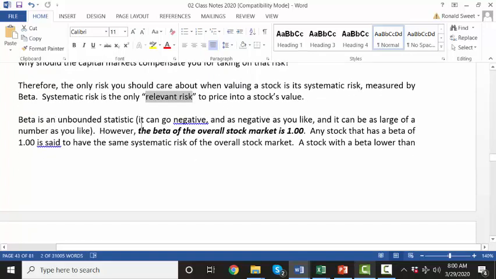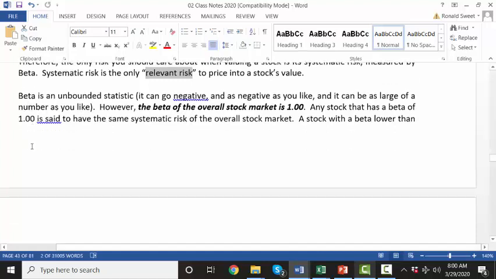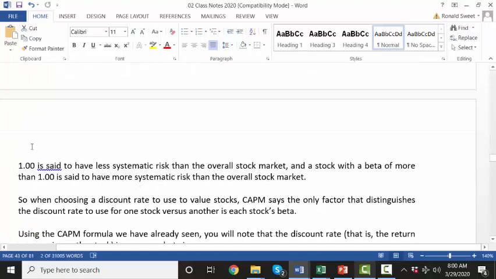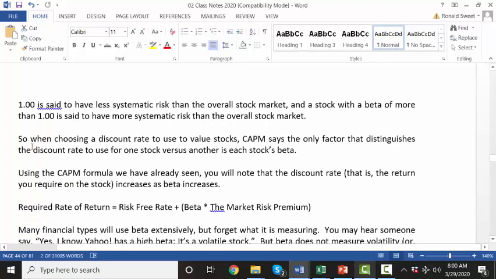Beta is unbounded. It can go negative. It can be as negative as you like. It can be a huge positive number. You can have a beta of 5,000. You can have a beta of negative 64,000. The beta of the overall market is 1, as we said. And so higher than 1, you're a cyclical stock. Below 1, you have a defensive stock.